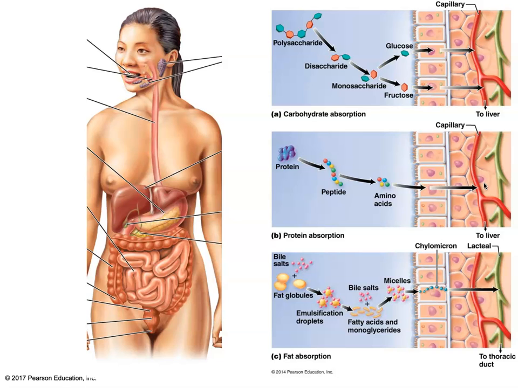We are going to need something else, though, to help break down fatty acids. We can use bile salts. Bile salts will attach to fat globules. It'll help emulsify them, break them down into smaller pieces, and then we're going to break down those fatty acids and monoglycerides even further using micelles. Those micelles are going to add a charge to these nonpolar molecules, make them polar, and help them pass into the lacteal to be passed into the thoracic duct.